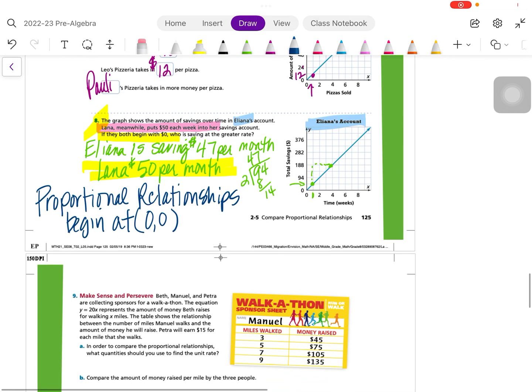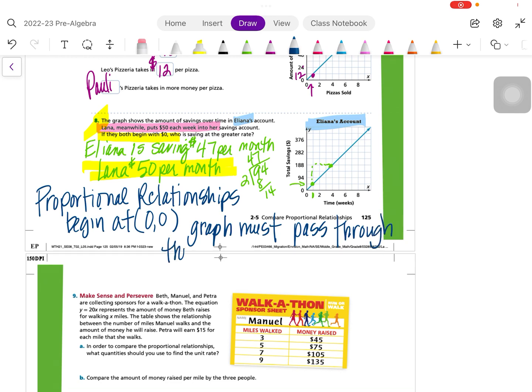Okay? So when you look at the graphs, and some of you might have picked up on this, the graph must pass through the origin. Hold on one second. I'm going to fix this. Okay, please write this down. But first I'm going to show you.